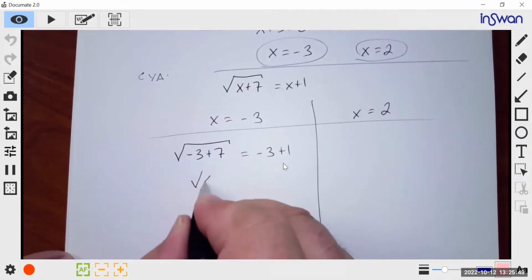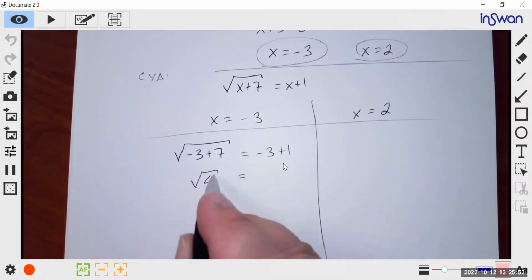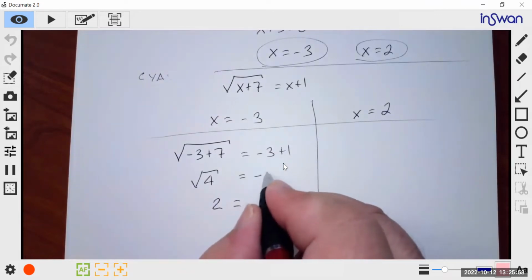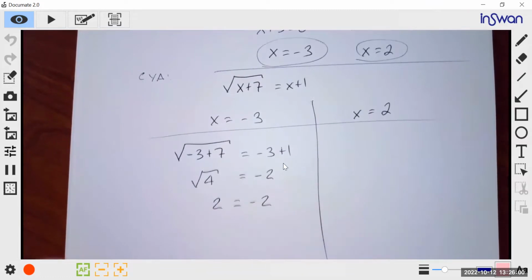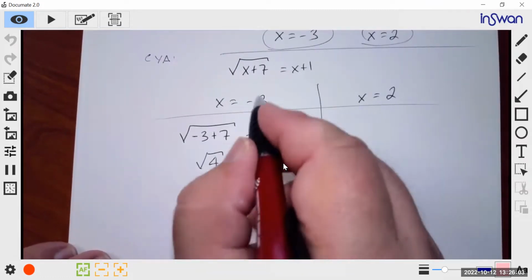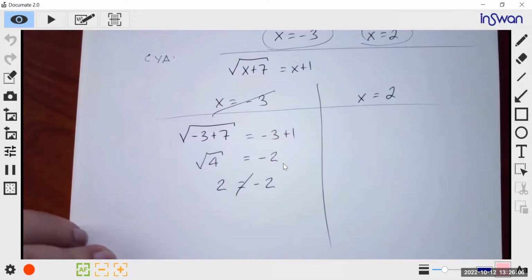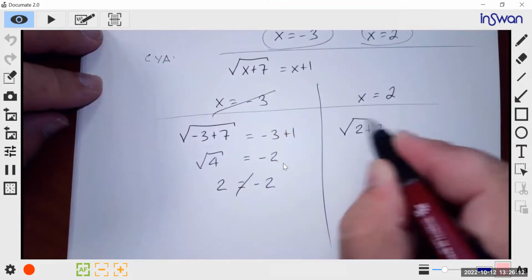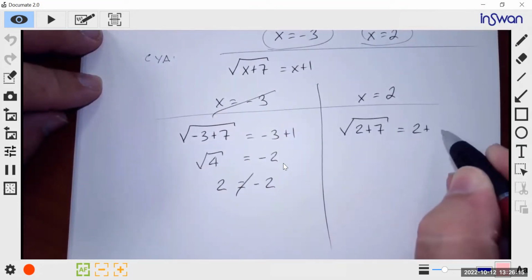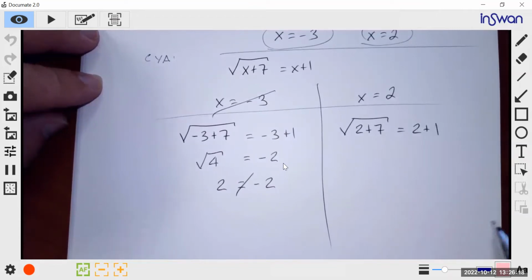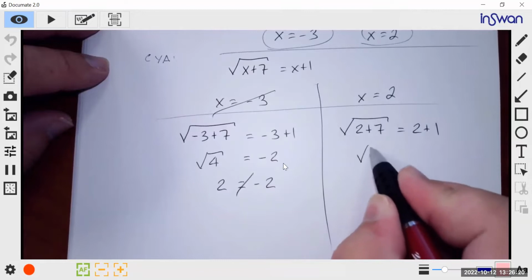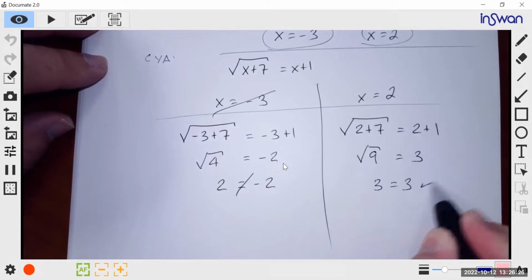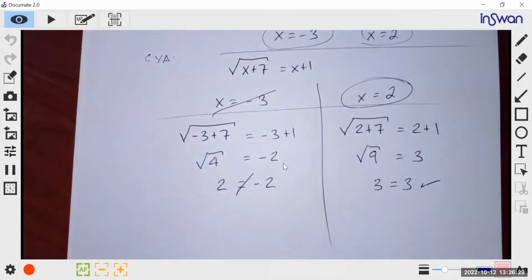Negative 3 plus 7 is 4. Square root of 4 is 2. Negative 3 plus 1 is negative 2. Does 2 equal negative 2? So it can't be negative 3. Now, the square root of 2 plus 7 equals 2 plus 1. 2 plus 7 is 9, equals 3. Square root of 9 is 3. So the only answer we have is x equals 2.